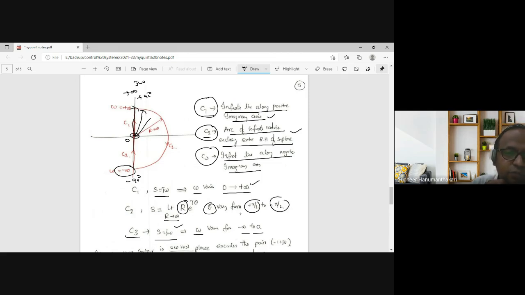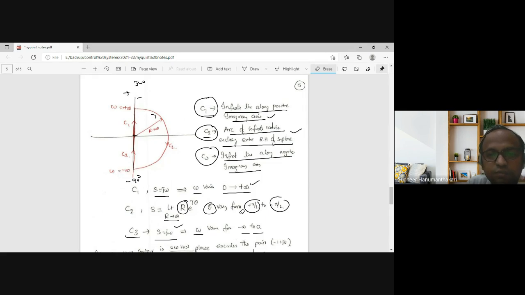After that, it will move like this. If you keep on changing this, I mean to say the phasor will be changing. So your phasor has a uniform magnitude of infinite radius and the angle will be changing from plus 90 degrees to minus 90 degrees.